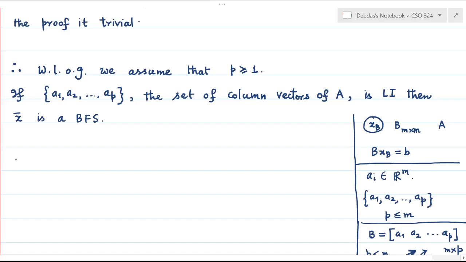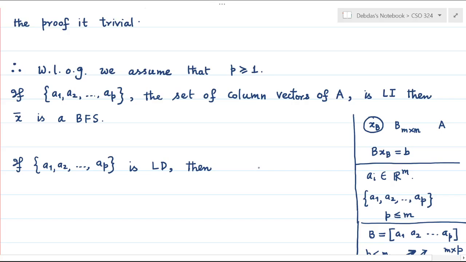If a1, a2, ap are linearly dependent, then obviously the point x bar is not a basic solution. Then let us go further and try to find out a basic feasible solution from the point x bar.